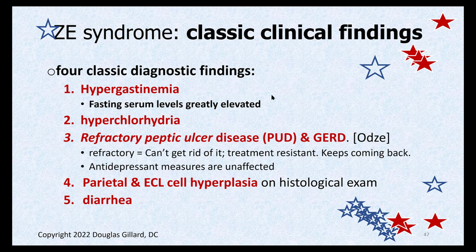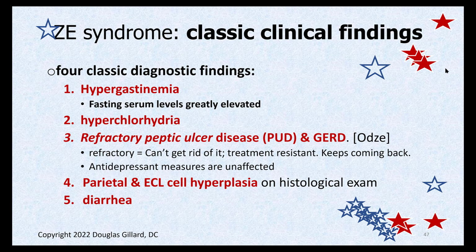How about some classical clinical findings? I always ask a question on this slide. Hypergastrinemia, so they have high levels of gastrin. They have hyperchlorhydria because of the gastrin. Gastrin drives the production of hydrogen ion. They have peptic ulcer disease and GERD that is refractory to treatment. So it's not treatable. You treat it with proton pump inhibitors and it doesn't work.